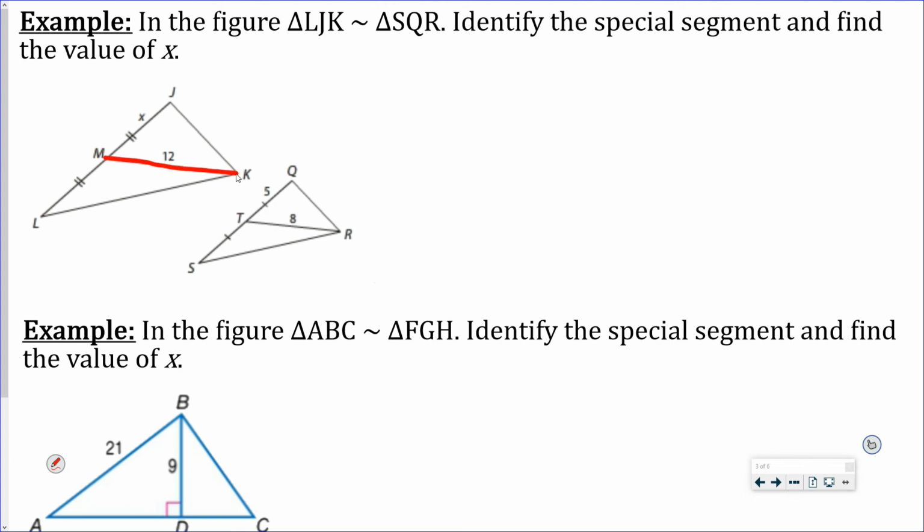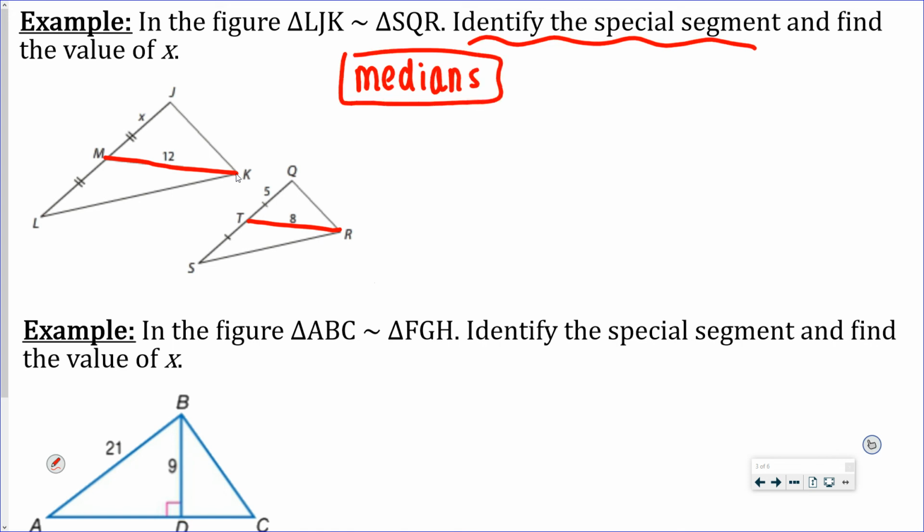What special segments are they showing me here? Medians, right? From the vertex to the midpoint. So identify the special segment: medians. Medians, middle of the opposite side, if that helps you remember it. All right, so what we know now is that the lengths of these medians are proportional to the lengths of all the sets of corresponding sides.